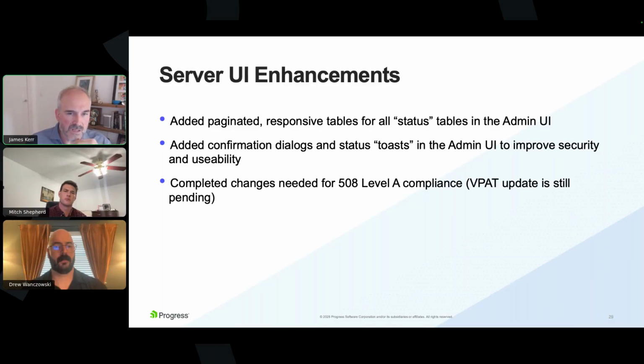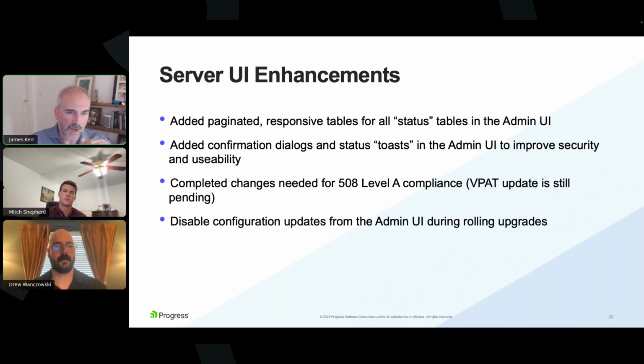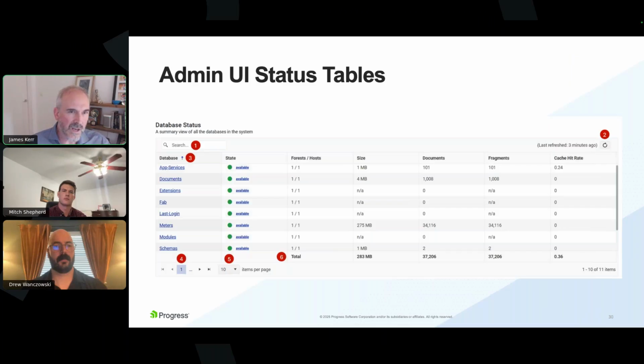We've made a bunch of improvements to move the accessibility compliance forward for 508 level A compliance, and we are still working on the VPAT. When you're doing rolling upgrades, you really are not supposed to be making changes, so the admin UI now has everything grayed out, so you're not able to change the configurations while the system is in the process of doing rolling upgrades. So, just a quick screenshot of what the admin UI status tables look like.